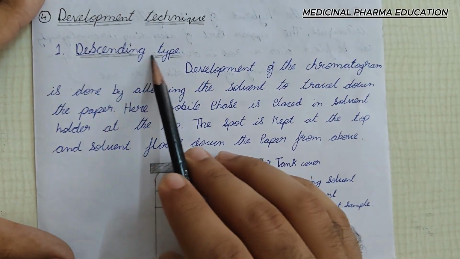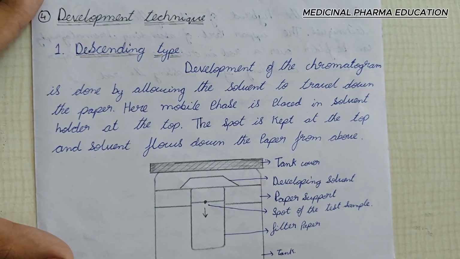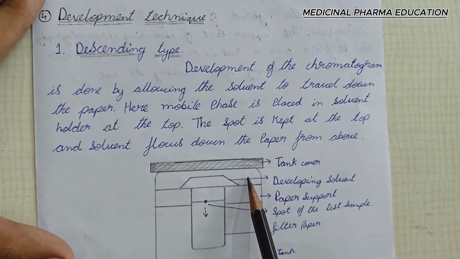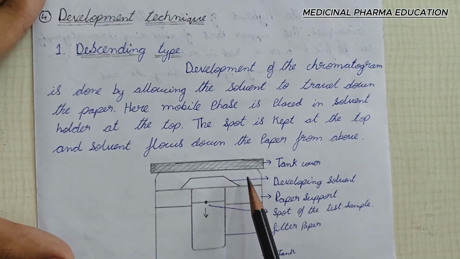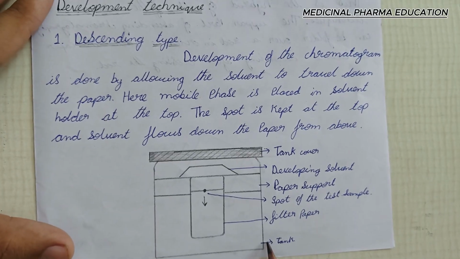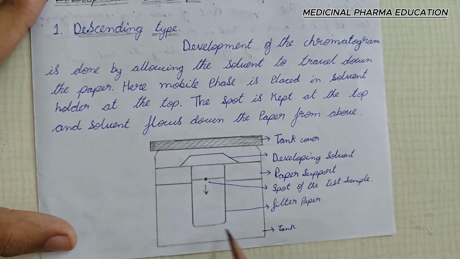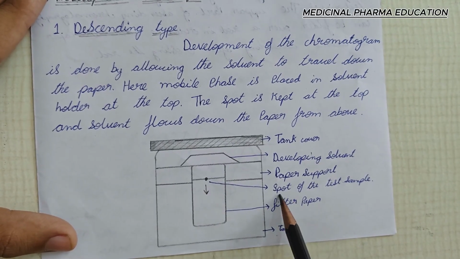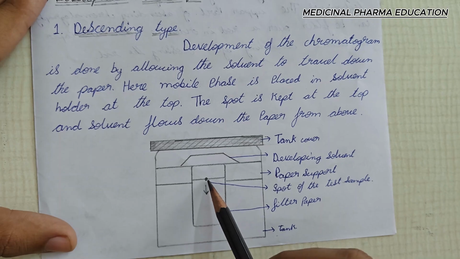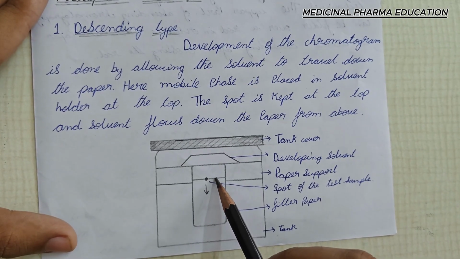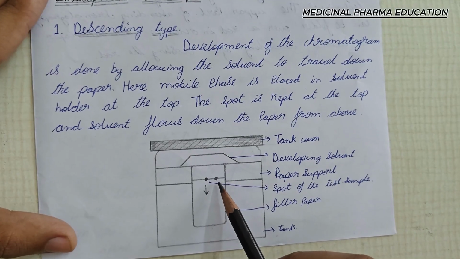Next, descending type. Descending means from the top to bottom. Here we are placing the developing solvent, this is the container. This is the tank, this is the Whatman filter paper, and this is the spot of the test sample. Here I have done only one spot; you can do 2 or 3 based upon the experiment.